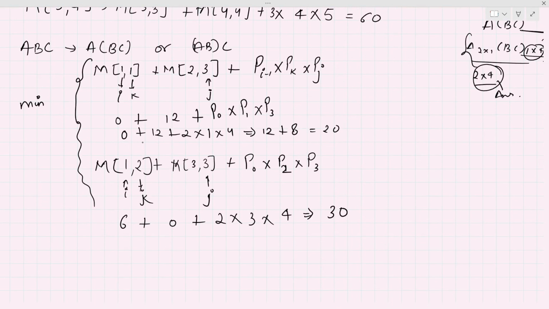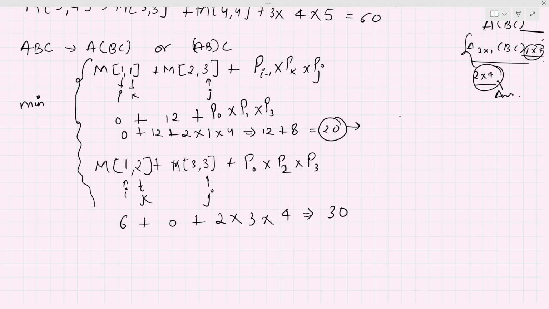So what's the minimum? BC and then A, or AB then C? The correct answer is whichever is the minimum, that is the correct combination. So matrix 1 comma 1 plus matrix 2 comma 3 is the correct answer. Means A, B, C is the correct answer.